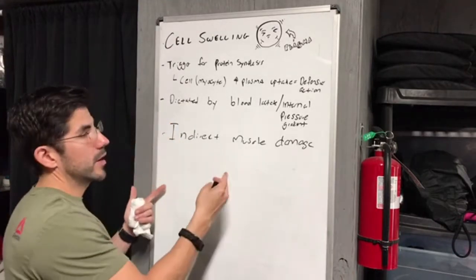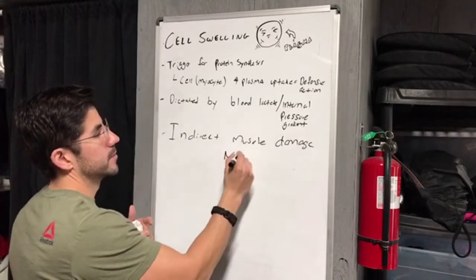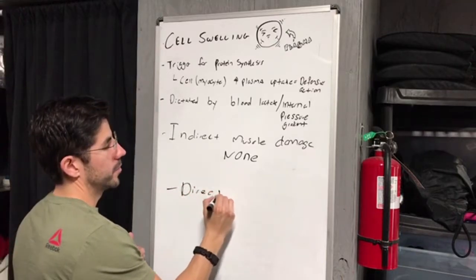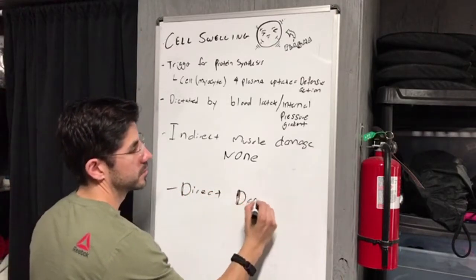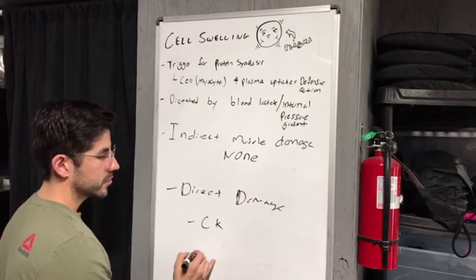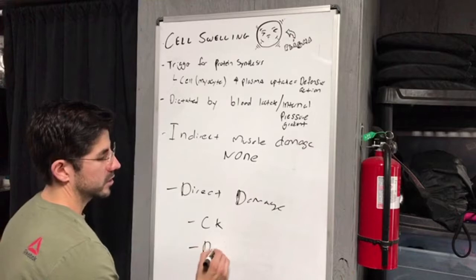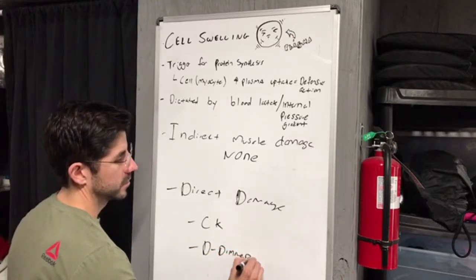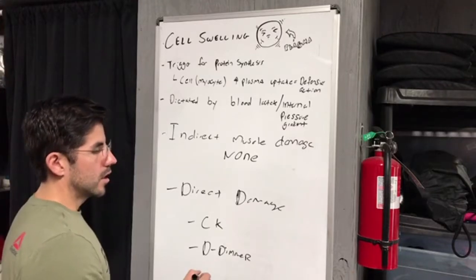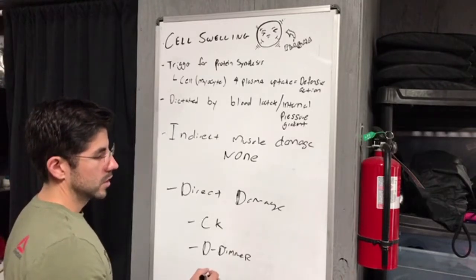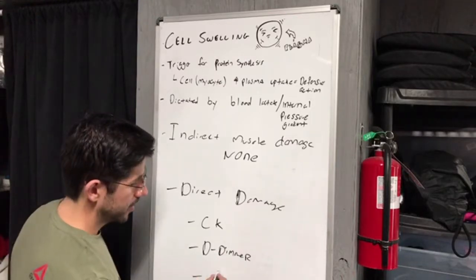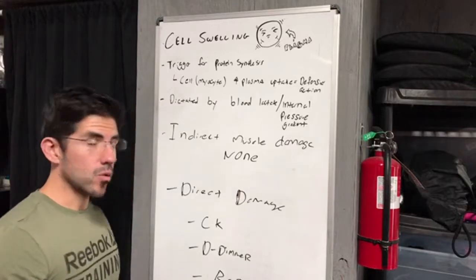So we saw that the indirect muscle damage markers, there weren't any, none. When we looked at the direct markers for damage, we looked at things like creatine kinase, we looked at inflammatory markers like D-dimer, and we looked at certain oxidative markers, so reactive oxygen species, or ROS.